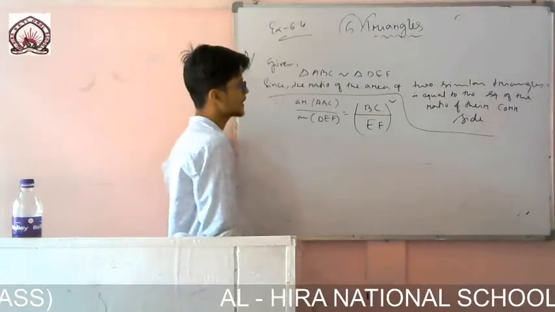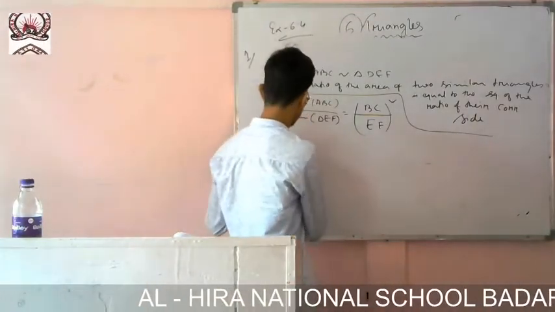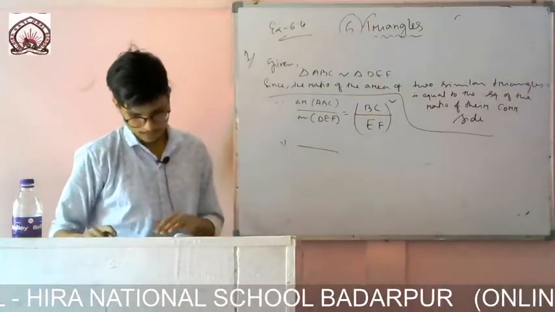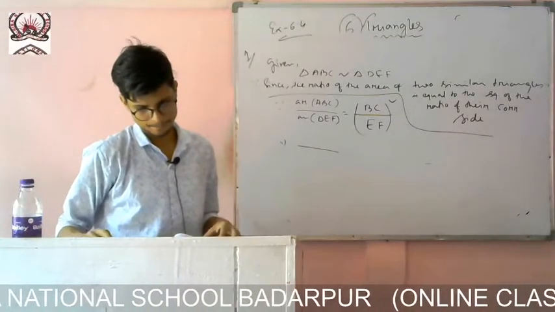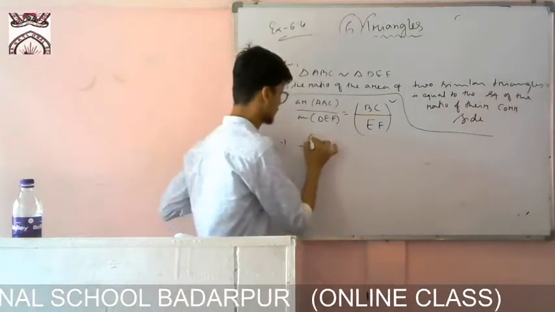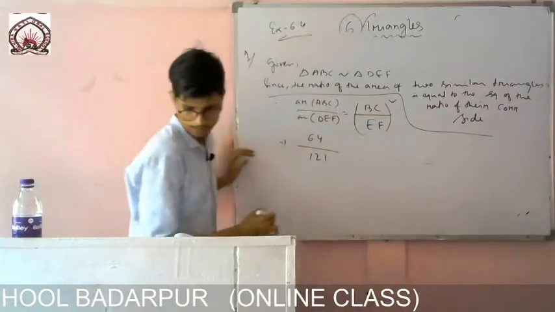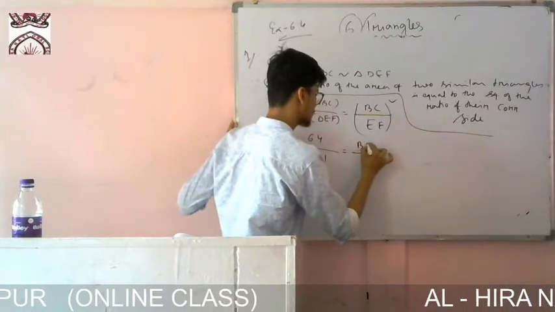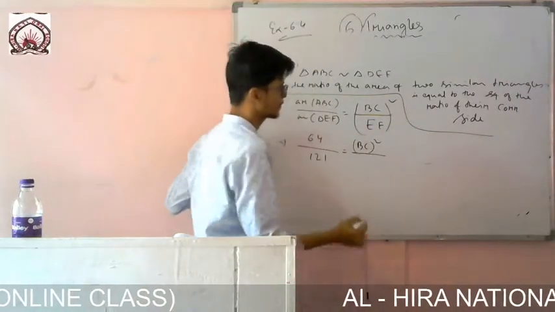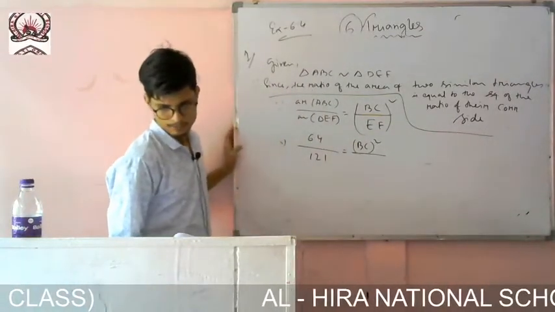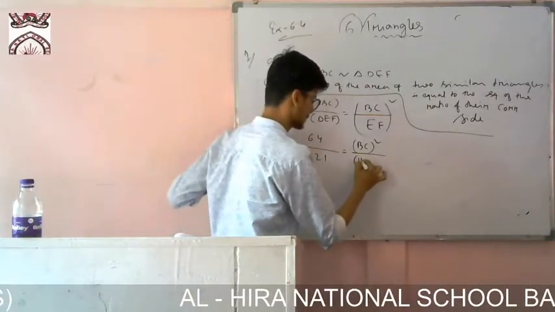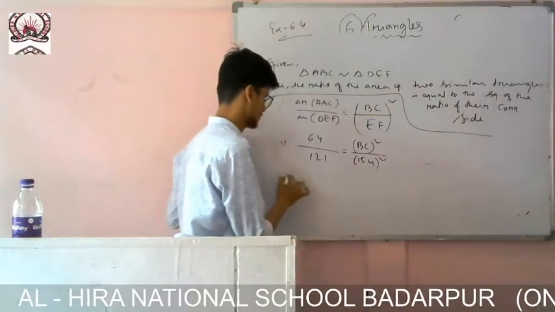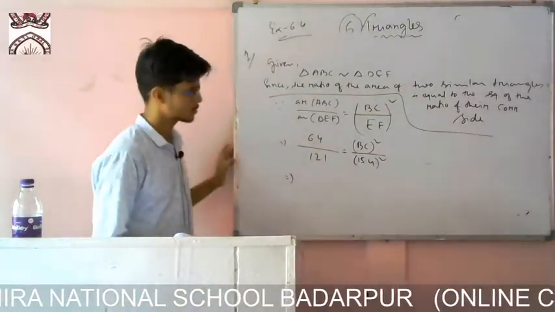So I can write BC by EF. Area is given: it is 64 by 121, and BC we have to find. So keep BC square there, and EF, what is given? It is 15.4. After that you just have to cross multiply.